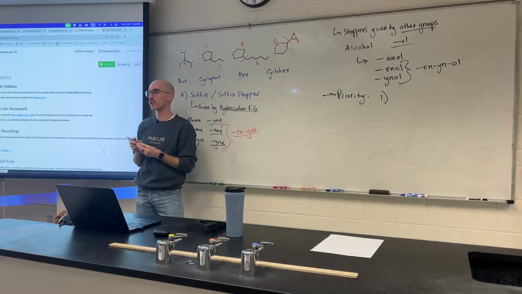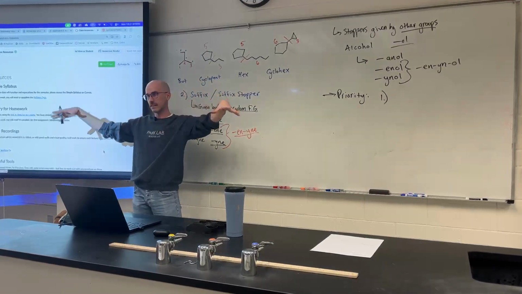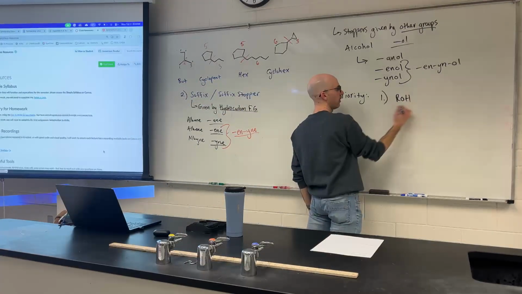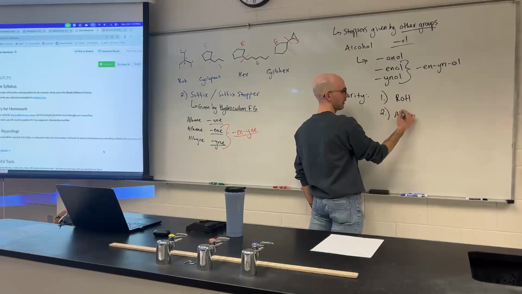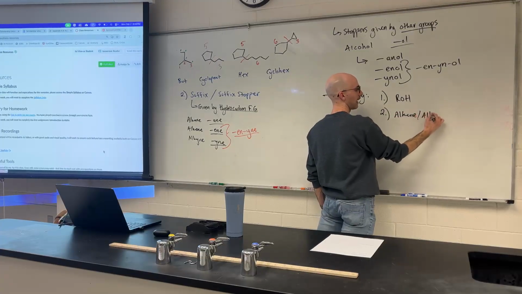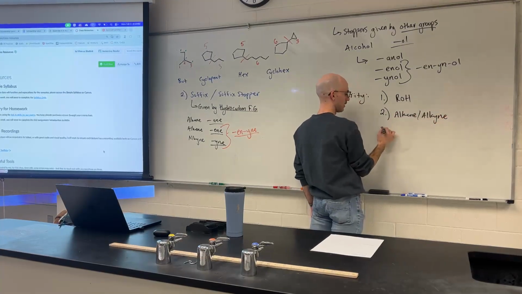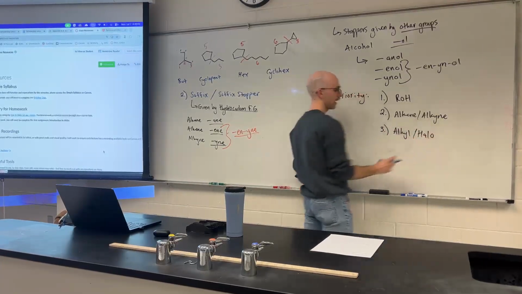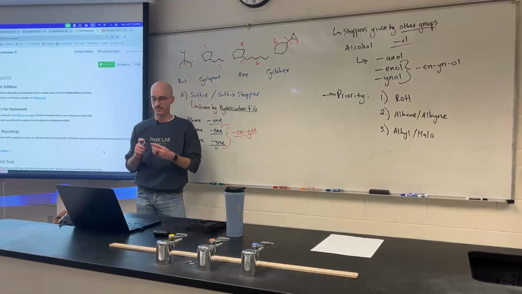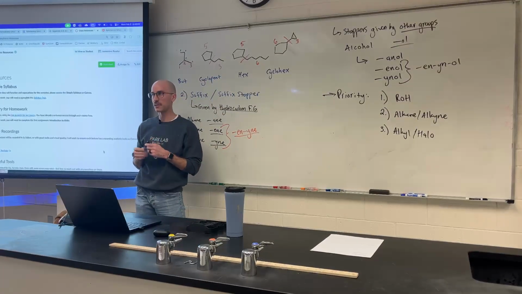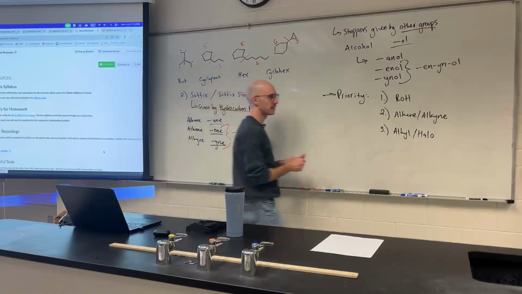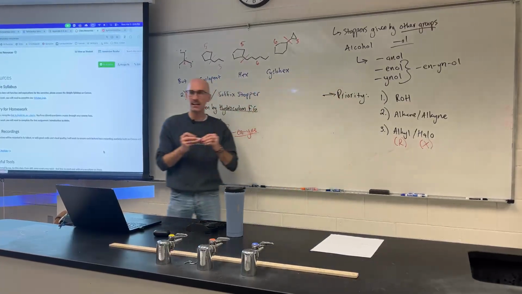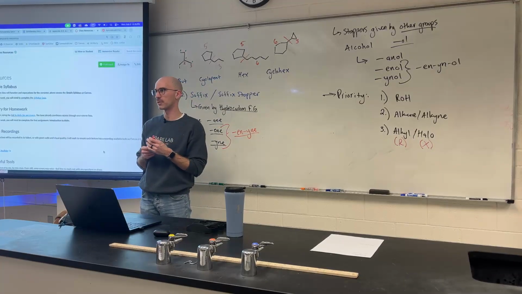Our highest priority functional group in this set, not out of all functional groups total, but in this set, our highest priority is alcohol, then alkene and alkyne tied, then alkyl groups and halogen groups. Alkyl here is a word that just means R groups. Kind of like in the way that halo means halogen groups.